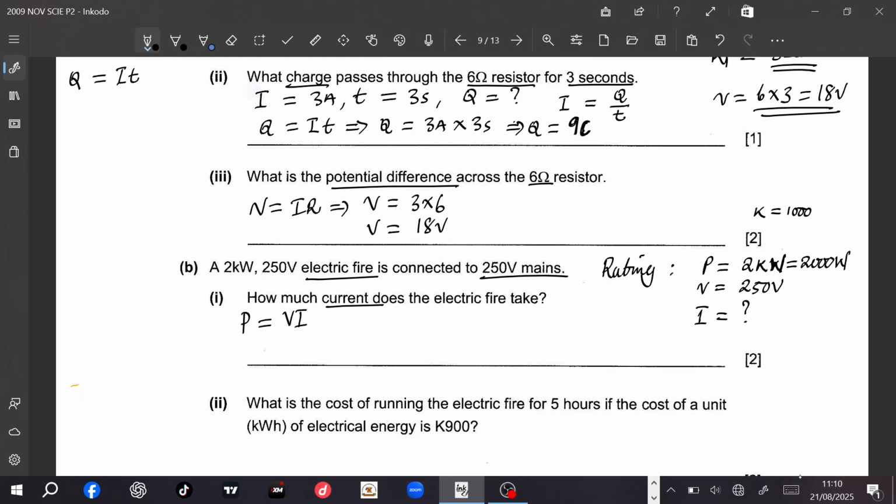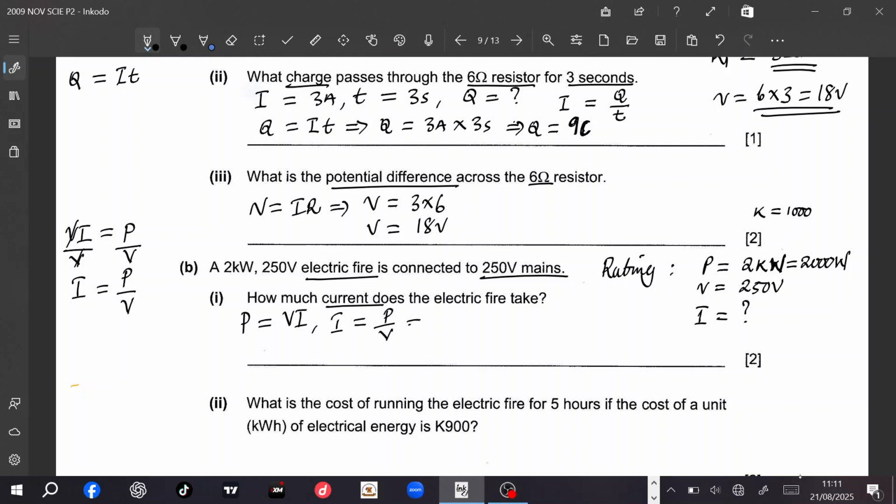Now the question is asking to find current, so make current the subject of the formula. Again, voltage times current is equal to power. You swap them, because you are looking for current, not voltage. So you divide by voltage, you get rid of voltage. You divide by voltage here and also here, so that volt cancels. You remain with current is equal to power over voltage.